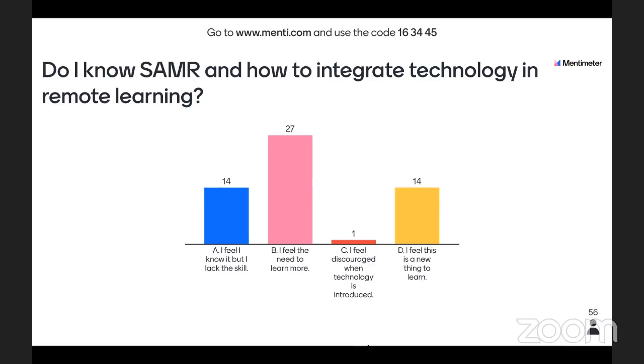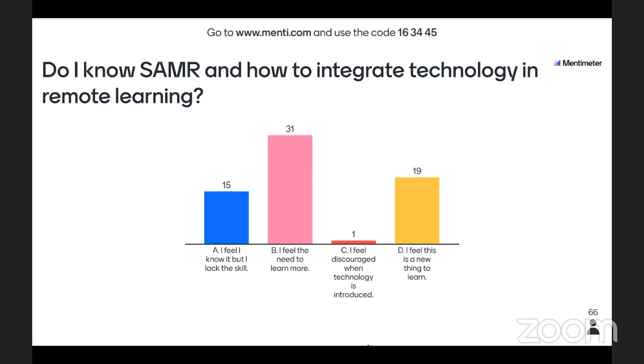Right now on my screen, it's just taking time for it to load into the YouTube live. But on my screen, there is now a lot of people stating that the feeling right now is in letter B, but there are a lot of people also stating that they're already in letter D, which is, I feel that this is a new thing to learn. But there's also significant numbers stating that they feel they know it, but they lack the skill on how to be able to do it.